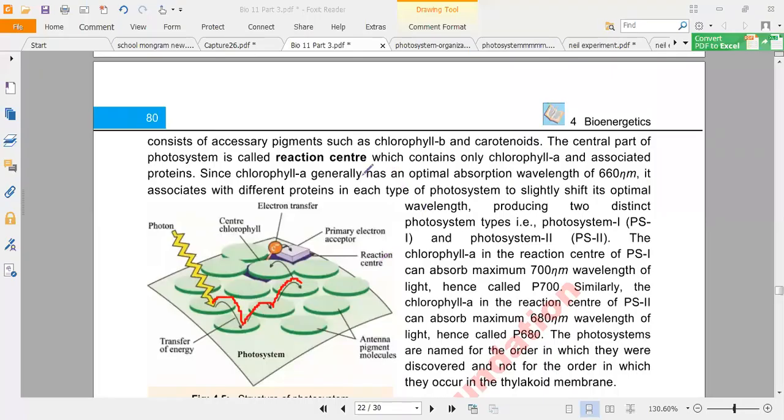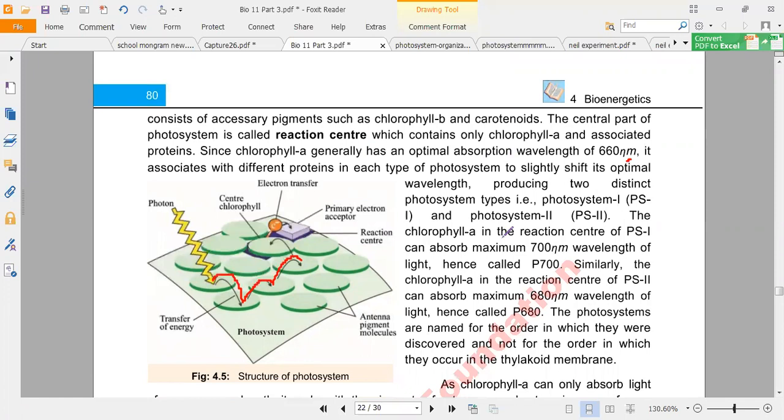So chlorophyll A generally has an optimal absorption wavelength of 660 nanometer. It associates with different proteins in each type of photosystem to slightly shift its optimal wavelength to 680. And that produces two distinct types of photosystems, photosystem 1 and photosystem 2.